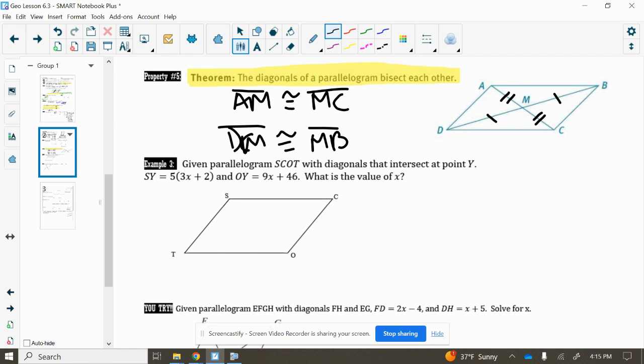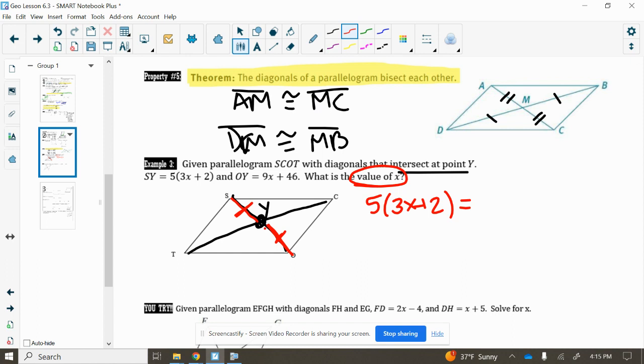Now, not all four pieces are necessarily congruent to each other, but we do have each diagonal split in half. So in this particular example, in number 3, they are giving us parallelogram SCOT, and those two diagonals intersect in the middle at point Y. They then give us that SY is 5 times 3x plus 2, and then OY is 9x plus 46. They want us to set up and solve for the value of x. Well, they gave us those two pieces of the diagonal, which we know are congruent to each other because the diagonals bisect each other, so those pieces are equal.